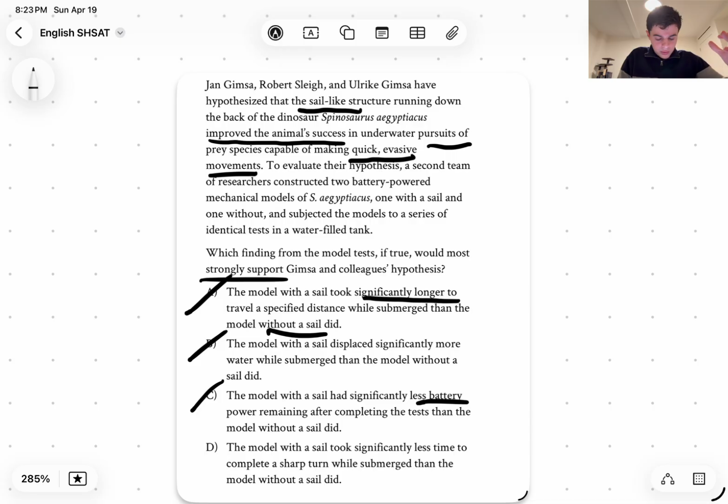The model with a sail took significantly less time to complete a sharp turn while submerged than the model without a sail did. Well, that makes a lot of sense, right? A sail took significantly less time to make a sharp turn, which is what we're saying, evasive movements. Those are quick movements, right? Changing direction quickly. So we're basically saying here that the sail allowed the animal, the dinosaur, to turn faster, to make sharp turns, right? And that was actually better with a sail than without, which is what the researchers were arguing. So the answer is D.